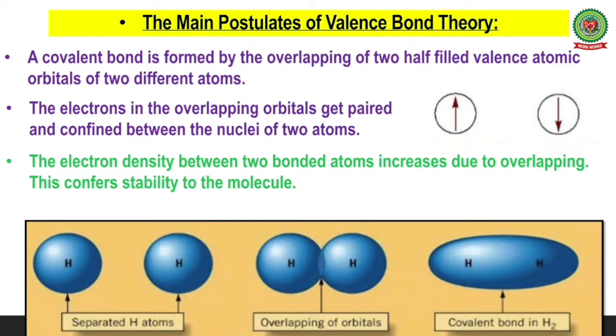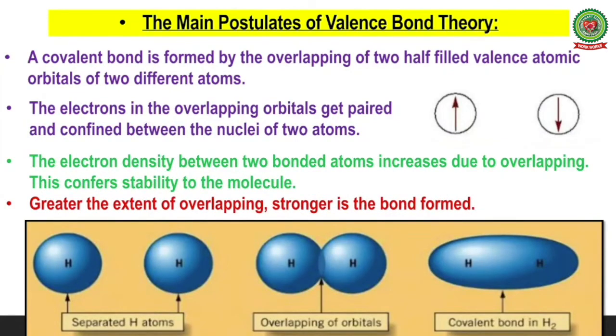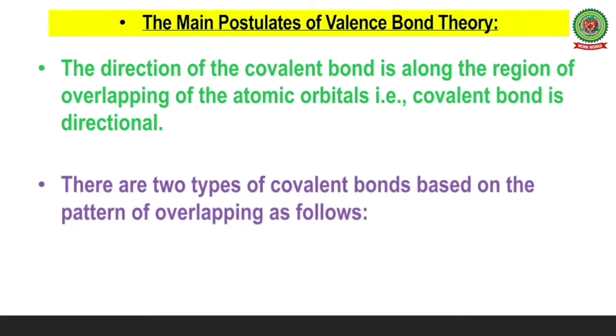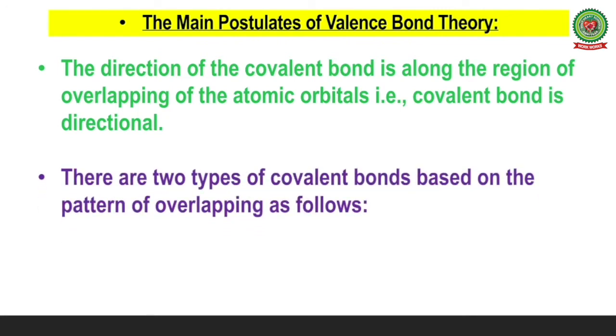So this is one factor on which stability depends. The greater the extent of overlapping, the stronger is the bond formed. Next, in which direction is the overlapping taking place? That's also very important. The direction of the covalent bond is along the region of overlapping of the atomic orbitals. That is, a covalent bond is directional. There are two types of covalent bonds based on the pattern of overlapping, that is sigma bond and pi bond.